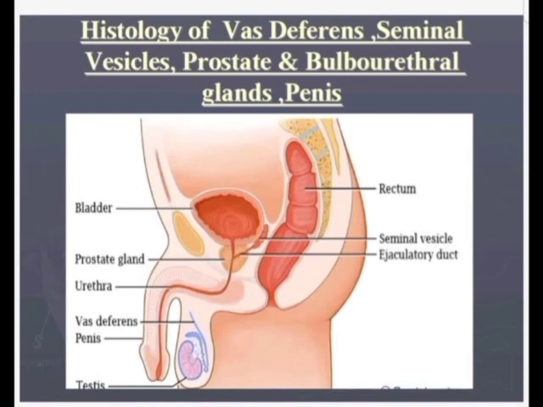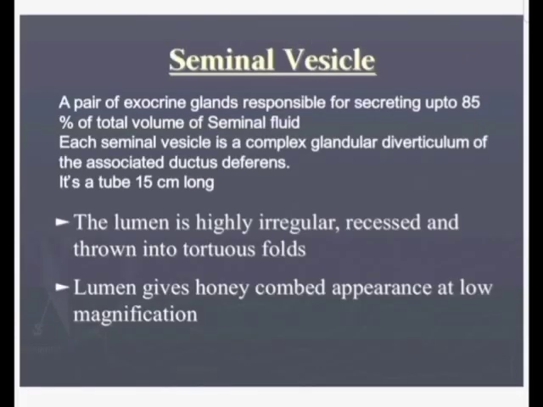If we talk about the glands, the seminal vesicle is a highly tortuous tube about 15 centimeter long. Seminal vesicles are actually a pair of exocrine glands responsible for secreting up to 85% of total volume of semen. Each seminal vesicle is a complex glandular diverticulum of the associated ductus deferens. It is a tube which is 15 centimeter in length.